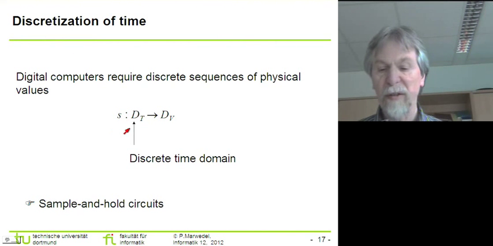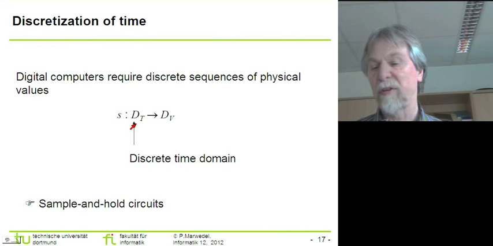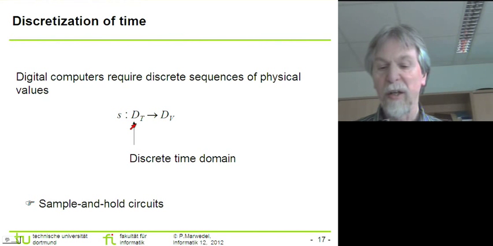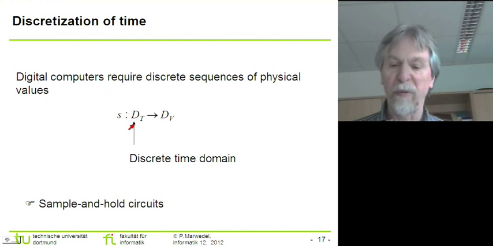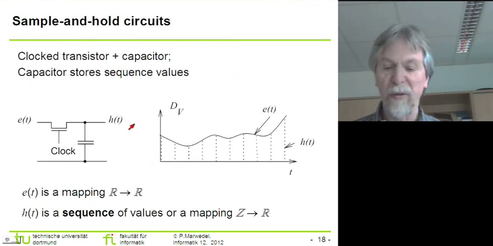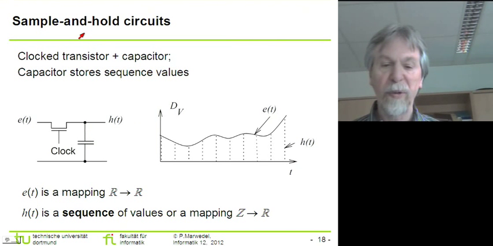Now, the first thing that we are doing usually is discretization of time. That means that we replace this continuous domain there by a discrete time domain, and we need some circuit that provides that conversion from the continuous time domain to the discrete time domain. This conversion is feasible with so-called sample and hold circuits.